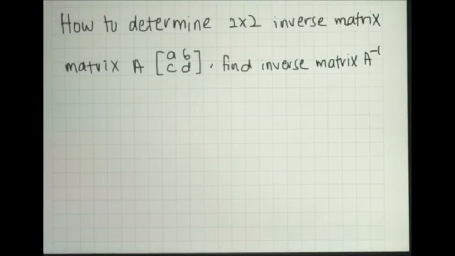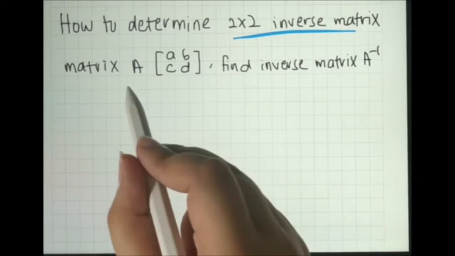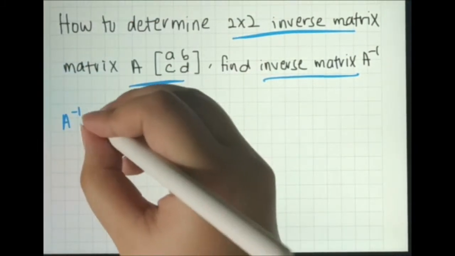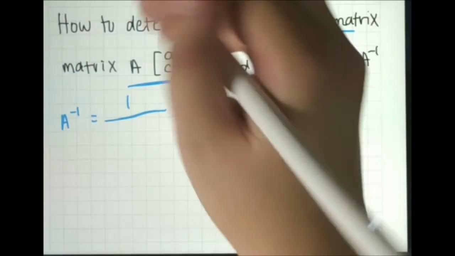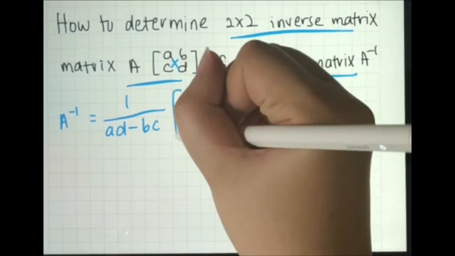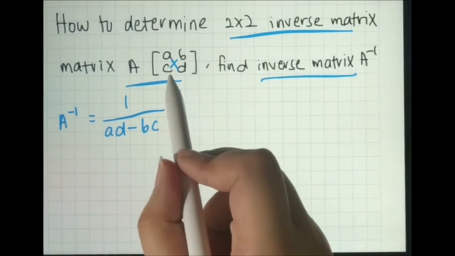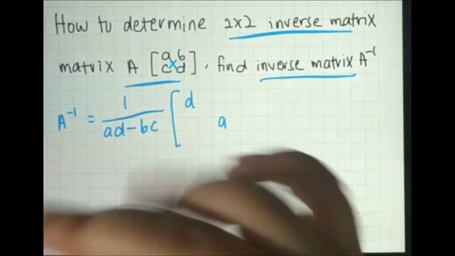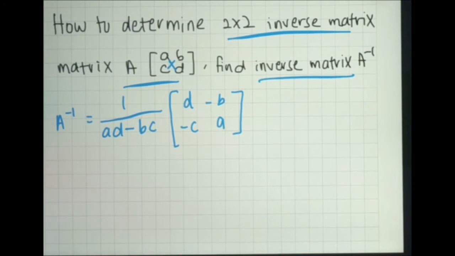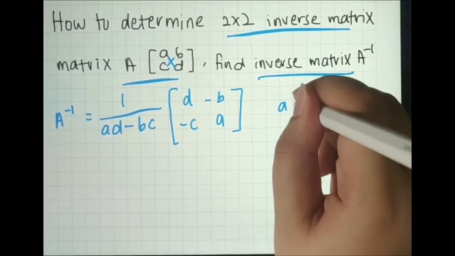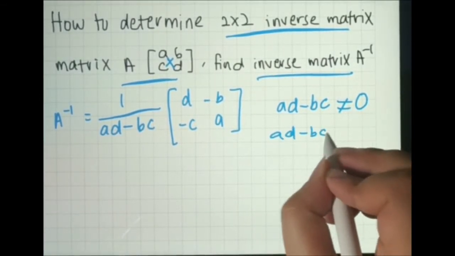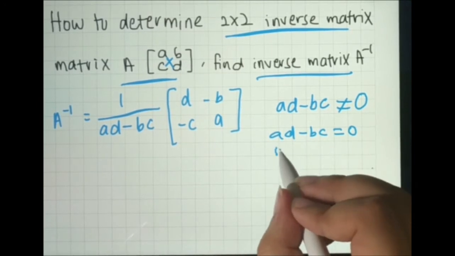Okay, so how do we determine a 2 by 2 inverse matrix? Let's say we're given matrix A, B, C, D, and we want to find its inverse. We can use this formula: A inverse equals 1 over, then we do a cross here, AD minus BC, and then we multiply it with a matrix. In this matrix, the D and the A switch places, and then we add negatives to B and C, where AD minus BC cannot equal 0. If AD minus BC equals 0, then the matrix does not have an inverse.